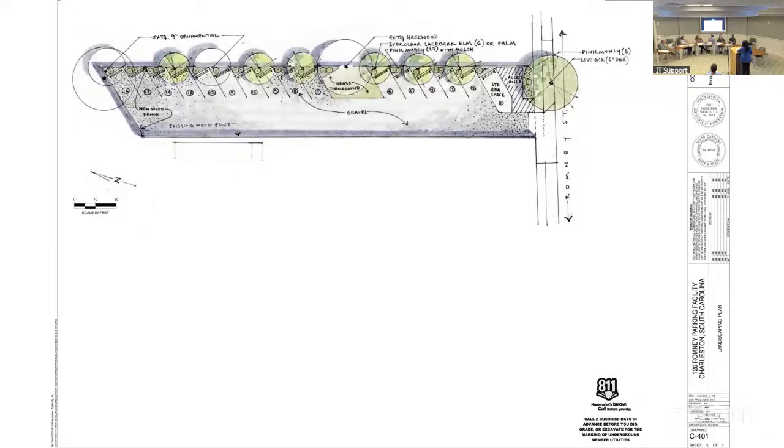So just to take you through the variance test, number one, there are extraordinary and exceptional conditions pertaining to this particular piece of property. Like I mentioned before, 126 Romney is the only option within 400 feet of the 1091 property that is available for parking the number of vehicles required for the proposed use of 1091 King Street.